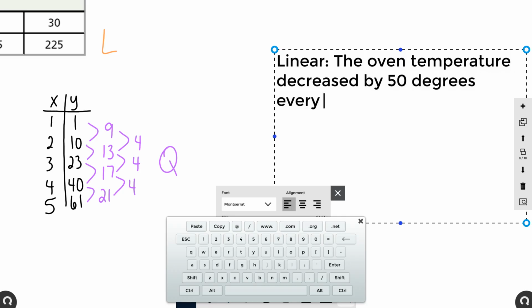Perfect. That's a great example of linear. The oven temperature decreased by 50 degrees every 10 minutes. If I think about that, I can make a table of it, right? And in that table, every 10 minutes, we're minusing 50. And that's what happens in this problem. We're minusing to get to the next number.